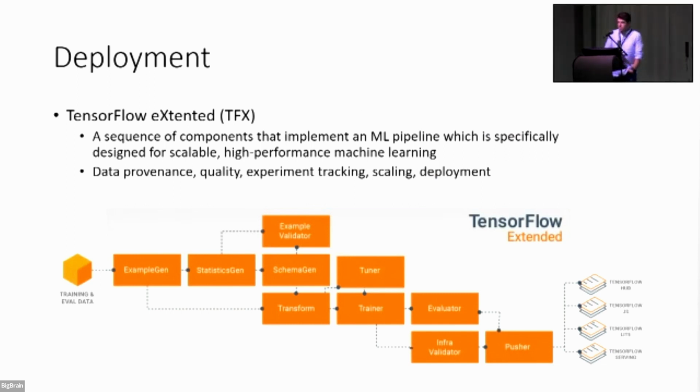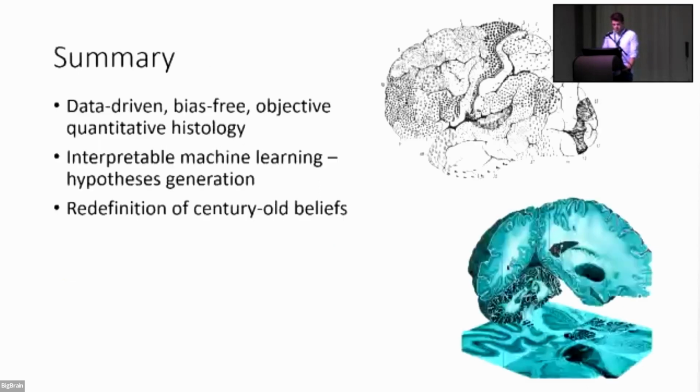We were looking into using TensorFlow or TensorFlow Extended, which is a set of components that implement this end-to-end machine learning pipeline that helps you with data provenance, quality and experiment tracking, and also scaling and development. But with all the fantastic tools presented here, I guess we can work something out, maybe to combine these two or just use the other stuff, right?